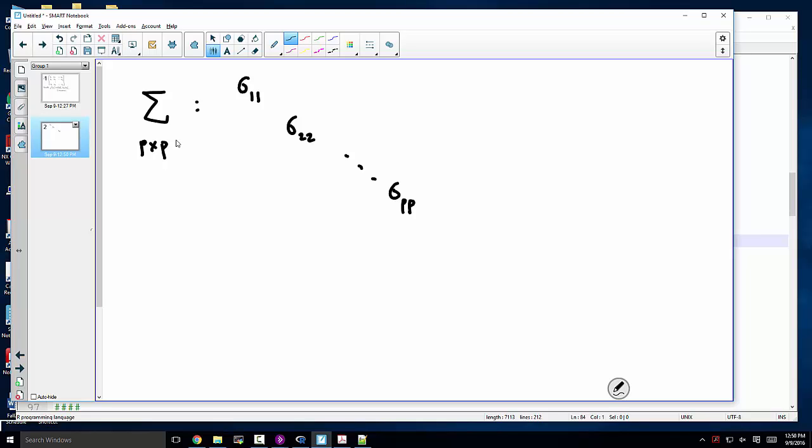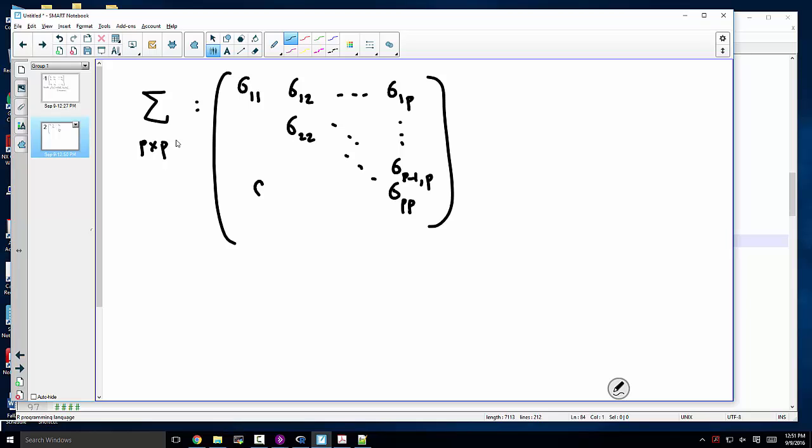And then what goes in the off diagonals are covariances. There is a covariance between variable 1 and variable 2, ... between variable 1 and variable p. And then here we have sigma p minus 1 with p. And this is symmetric. The covariance between variable 1 and variable 2 is the same thing as the covariance between variable 2 and variable 1.